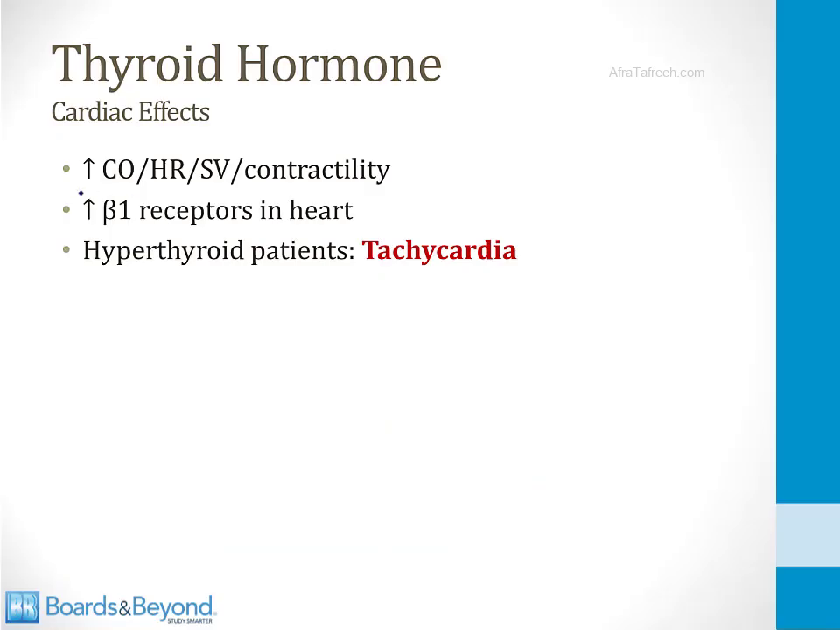In the heart, thyroid hormone can raise the heart rate, the cardiac output, the stroke volume, and the contractility. One of the ways it does this that has been well described is by increasing the number of beta-1 receptors in the heart so that catecholamines exert a greater effect. And once again, this has a clinical implication when it comes to patients who are hyperthyroid. They are often tachycardic, and that's via this mechanism shown here.